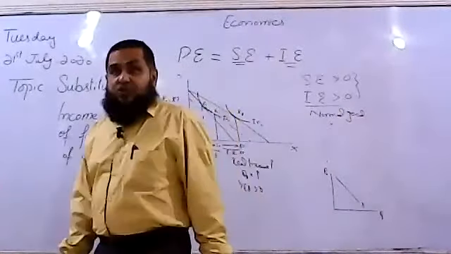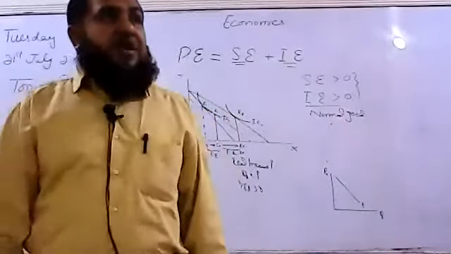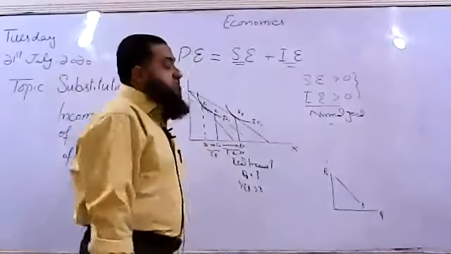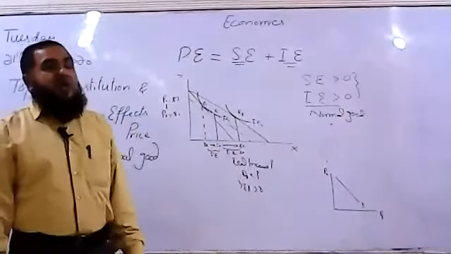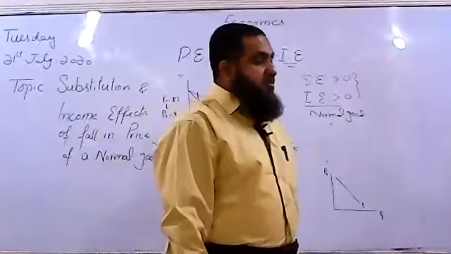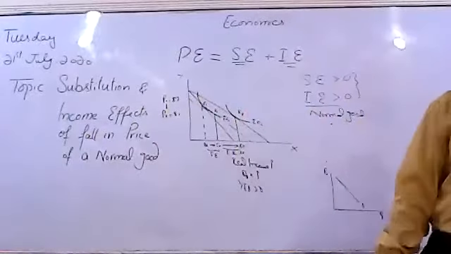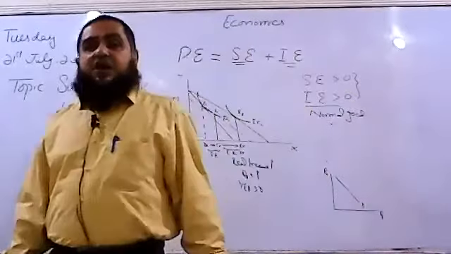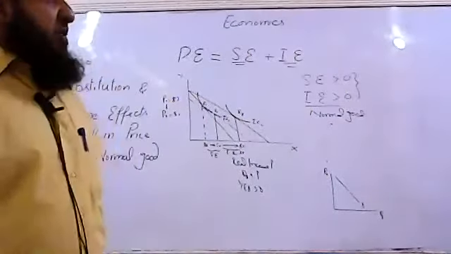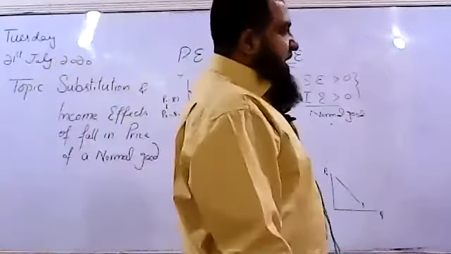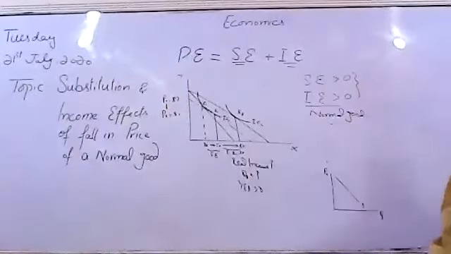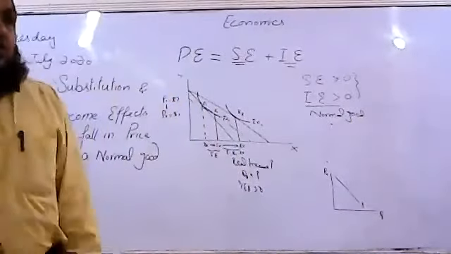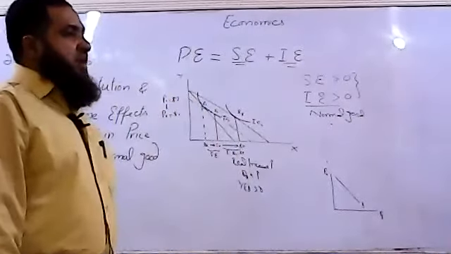If you are able to understand these two effects of a normal good, definitely you will be able to understand the substitution and income effect of a Giffen good and an inferior good. So the inferior good and the Giffen good will be analyzed in our next class. Then our analysis of consumer behavior will be concluded. After that, we will start our new topic of producer behavior, how the producer will be behaving in microeconomics.